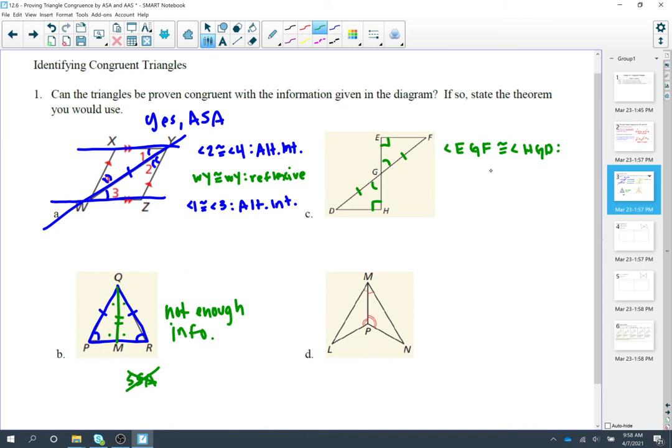And the reason is because they're vertical, which gives me an angle and a side. An angle and a side. And that is a theorem. So here we can say yes by the angle, angle, side theorem.